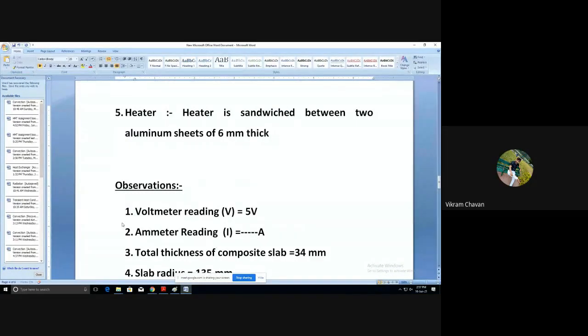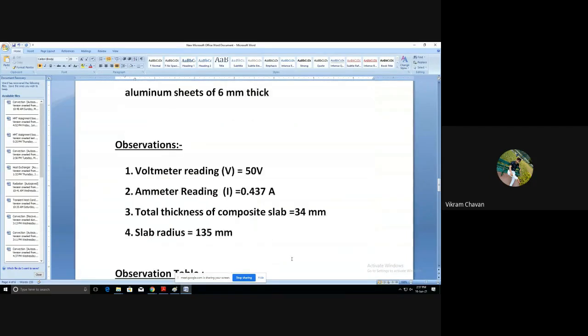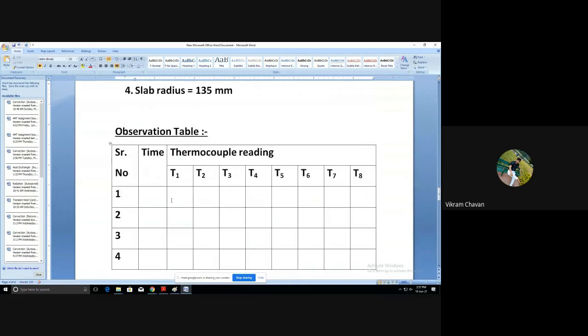Voltmeter reading 50. Ammeter reading 0.437. Okay, that will be the observation. Then tell me the first reading. I will write here 0 minute.